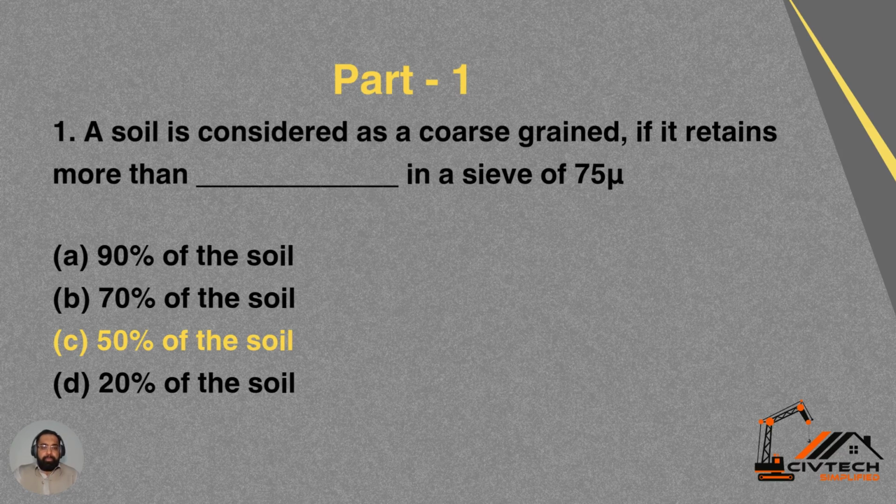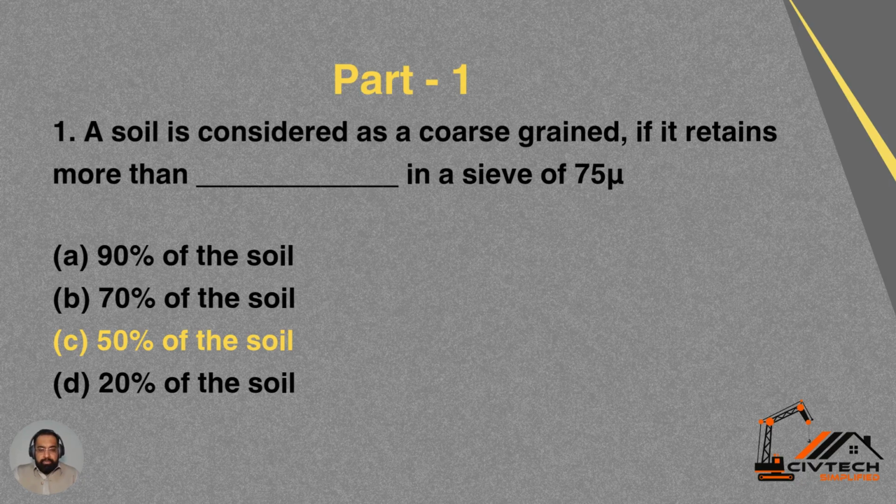Question number 1. A soil is considered as coarse-grained if it retains more than dash in a sieve of 75 microns. Option A, 90% of the soil. Option B, 70% of the soil. Option C, 50% of the soil. Option D, 20% of the soil.